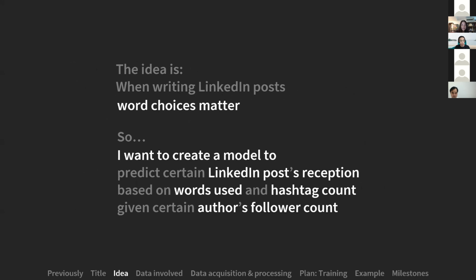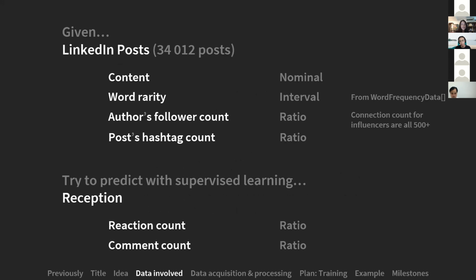So the idea is word choices always matter when writing or even communicating in general. So I plan to create a model to predict LinkedIn post reception, which is to be measured with reaction counts such as likes or celebrating and all that, and comment count. The model will consider the words used, for example, word rarity, word count, sentence length, as well as hashtag count and the author's follower count. These are the key ones.